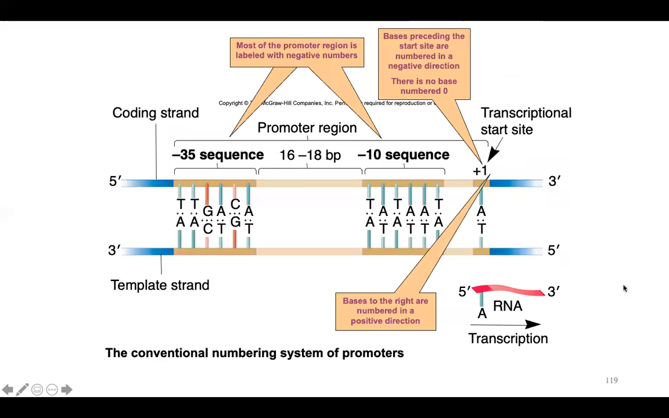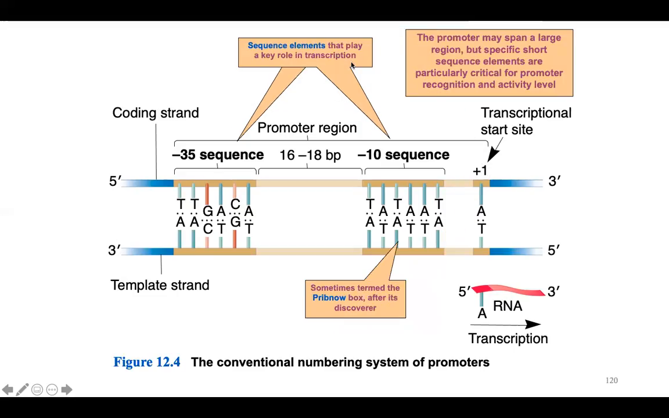So again, this is the transcription start site. Most of the promoter region is labeled with negative values. It's because it is negative 10 nucleotides from the transcription start site, and negative 35 refers to 35 nucleotides away from the transcription start site. So these are the promoter regions. We have a negative 10 sequence and a negative 35 sequence. The negative 10 sequence consists of the TATA, while the negative 35 has TTGACA.